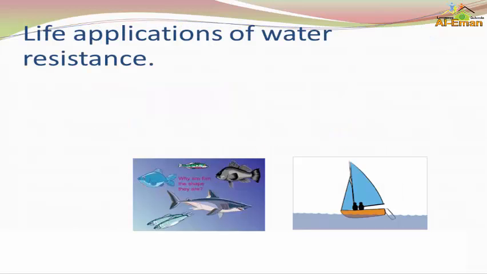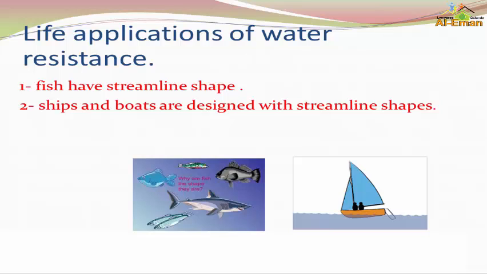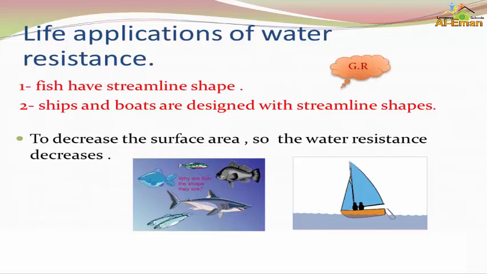Now, applications of water resistance. Where can we see applications of water resistance? Number 1. Fish have a streamlined shape, and ships and boats are designed with a streamlined shape. Why do they have this shape? To decrease the surface area, so the water resistance decreases. Okay?